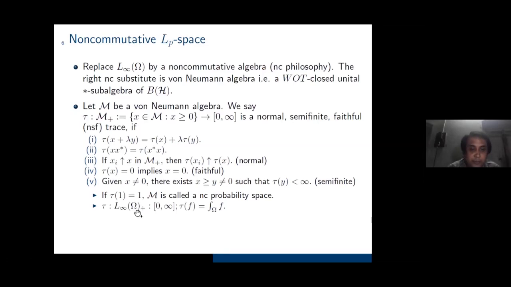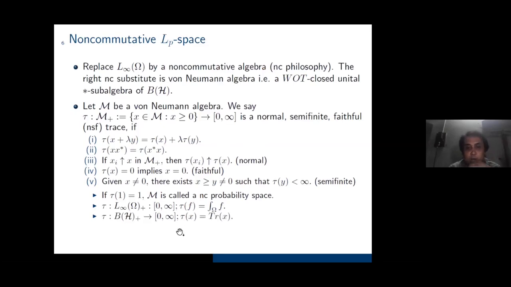Just take the positive part of L infinity of omega, which is all functions in L infinity which are positive. Then you can define a function tau of f equal to the integral over omega of f. This is defined on the positive bounded functions to zero to infinity, and it has all those properties. So for a positive element x, tau of x is nothing but a non-commutative analog of the integral of f over omega. If tau of 1 is equal to 1, then it's a non-commutative probability space.